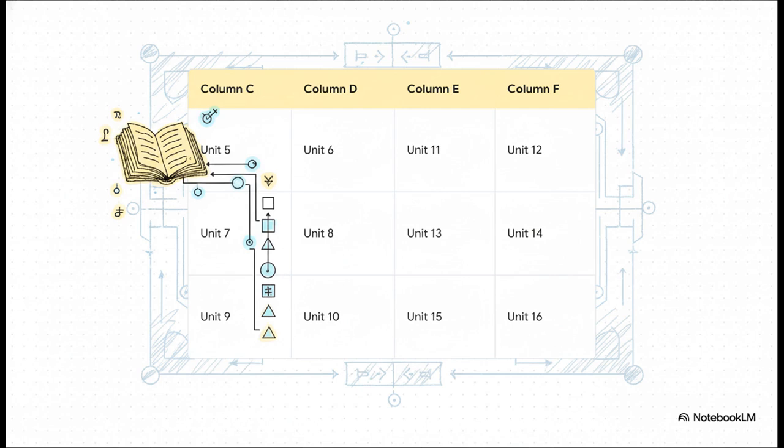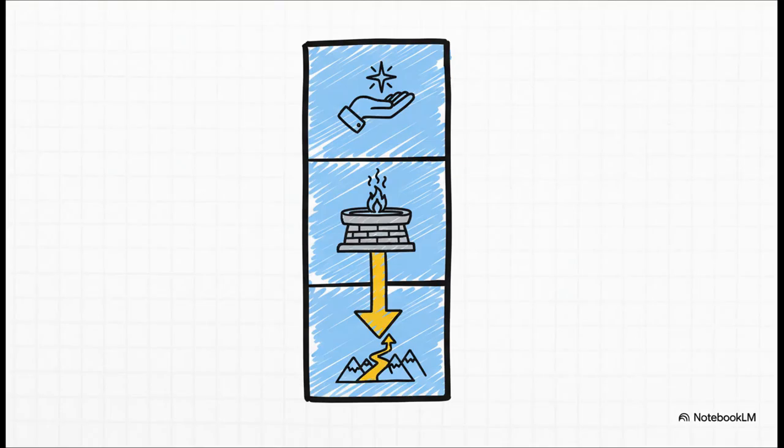Let's try it. Let's see what happens when we read straight down that first column, column C. Check this out. When you read down that column, you get the complete story of God's covenant with Abraham. Unit 5 is the first call, the initial promise. Unit 7 is the big, formal ceremony, and Unit 9 is the ultimate test of that covenant. It's a perfect, complete story. Initiation, formalization, and testing. A narrative that was scattered across chapters is now one single, powerful, coherent message.